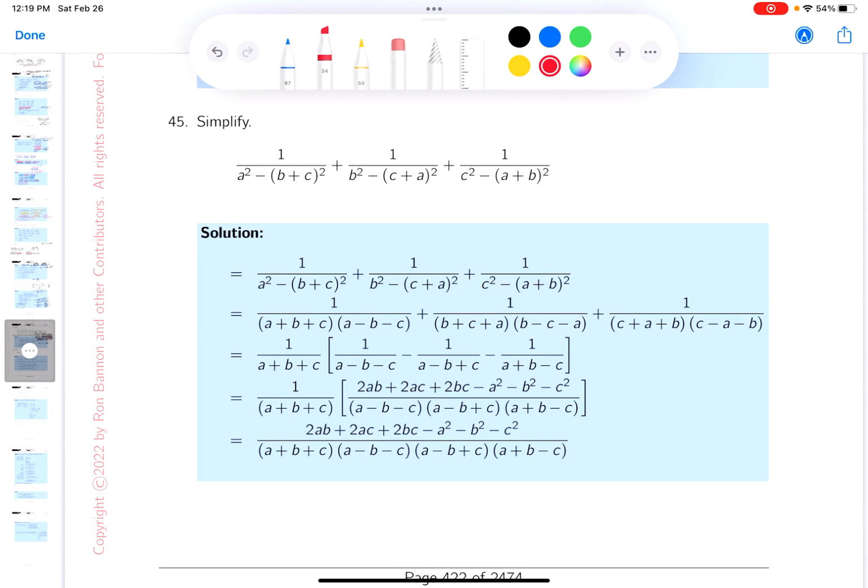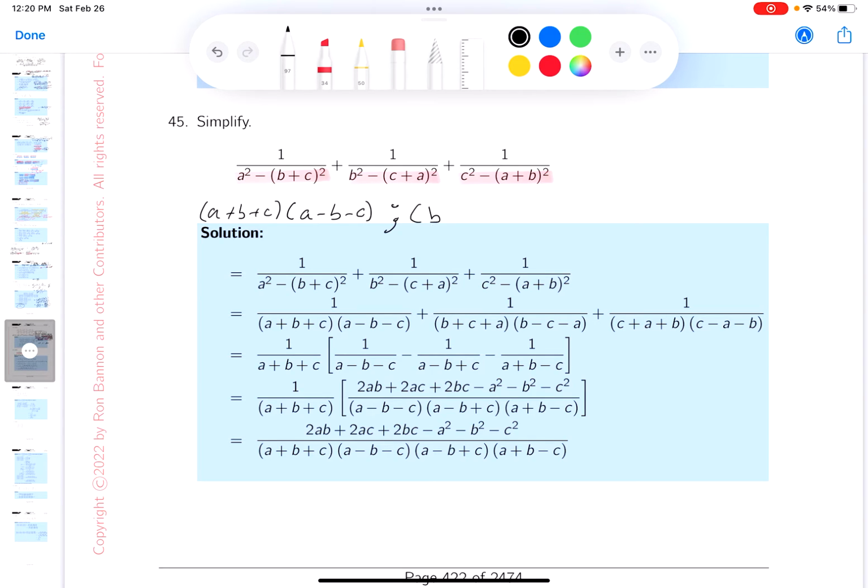Okay, what I want to do is factor each denominator separately. Fairly simple to do. They're differences of perfect squares. So the first guy is going to factor as A plus B plus C. The second guy, I'm sorry, on the first guy, it's A minus B minus C. Let's do the second factorization.